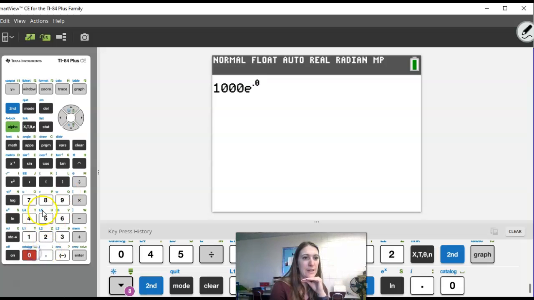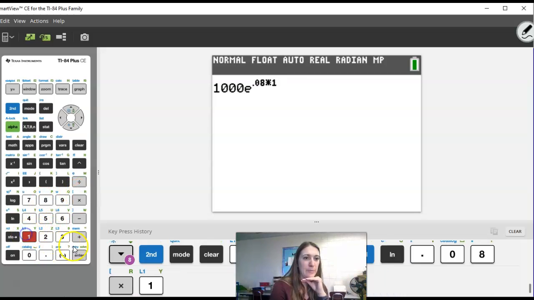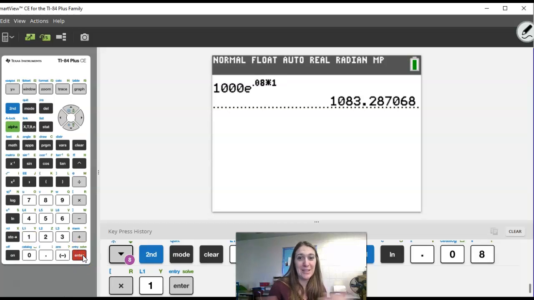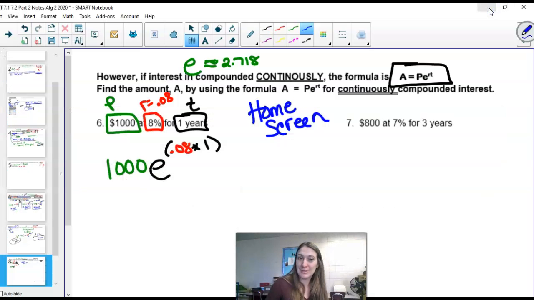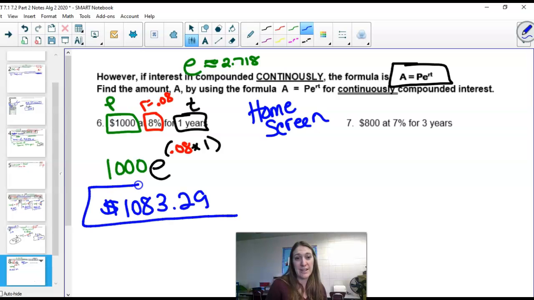So 0.08 times 1 year, and then continual interest, and we hardly get any more money, but it is more, $1,083.29. So again, the same fact of, yes, the continual interest, but you don't get all of it all the time. You get little teeny bits.